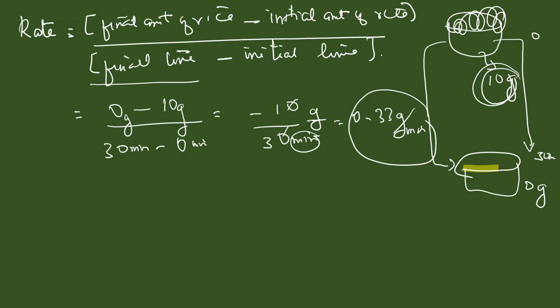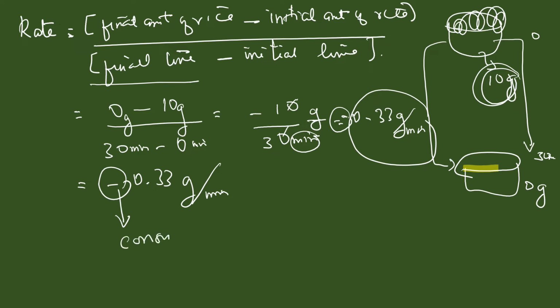Now, why is it negative? Okay, so why is it negative? So let me just write it here. Minus 0.33 grams per minute. It is negative because it is consumed. Whenever you consume anything in chemistry in relation to rate, it's going to be negative.